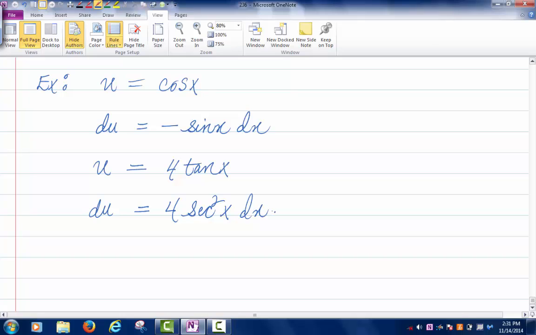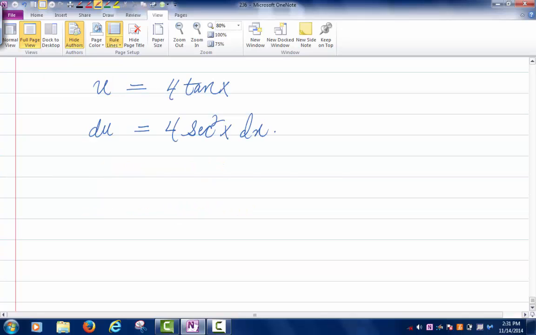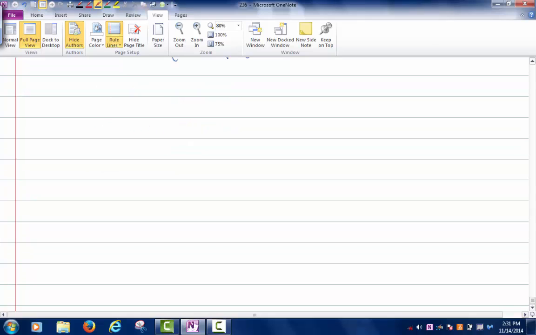Okay, so what is our goal? Well, our goal is to come up with a rule that's going to help us find antiderivatives of some more complicated functions. Okay, and what we want to do is use the chain rule in reverse. So let's recall the chain rule.